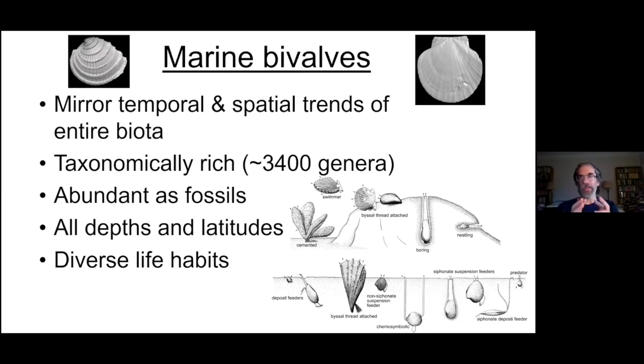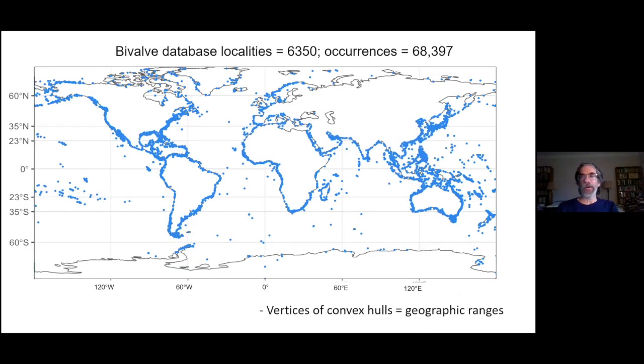So what we want to do is understand the relationships among the different currencies of biodiversity in marine bivalves. To do that, we built a big georeferenced data set. Every one of these points represents a locality in the present-day continental shelf that has one or more bivalves recorded from it, with about a total of 68,000 occurrences.